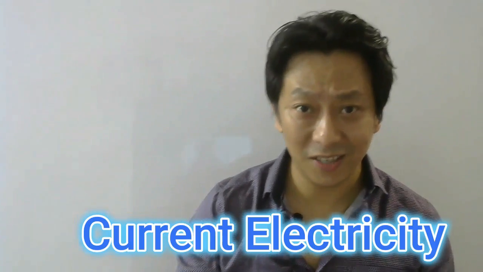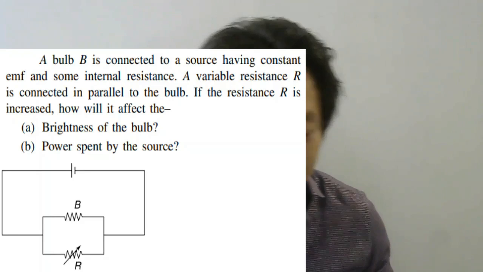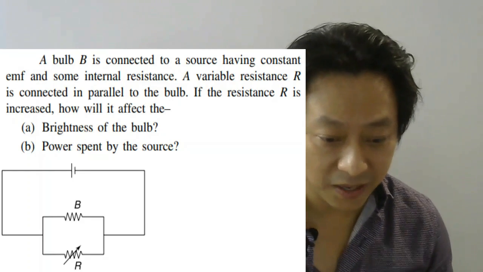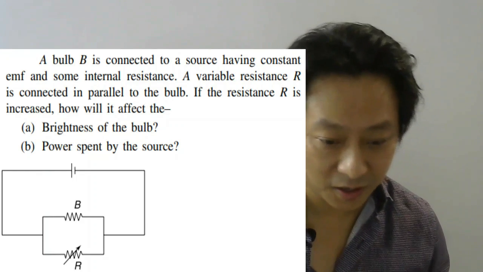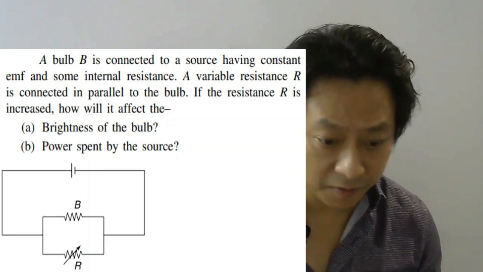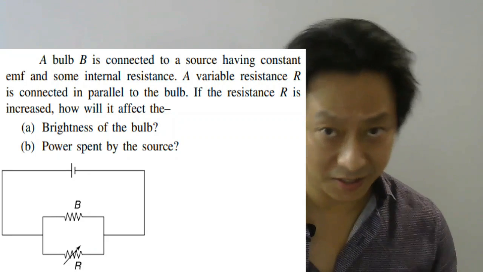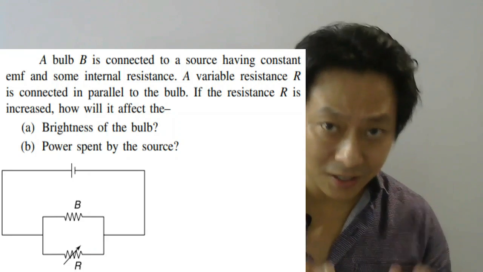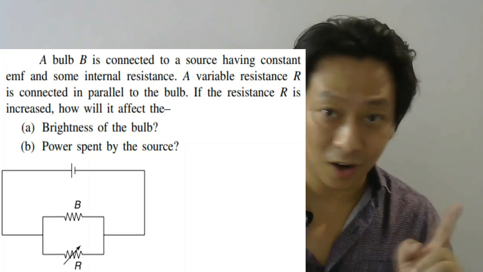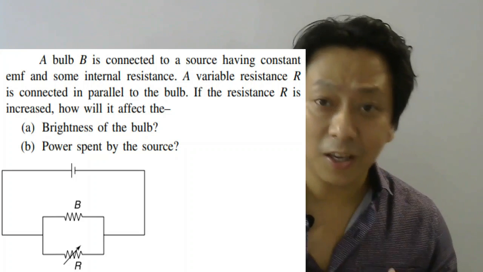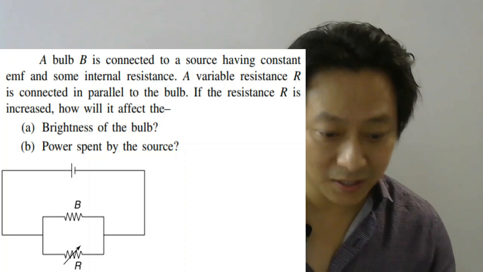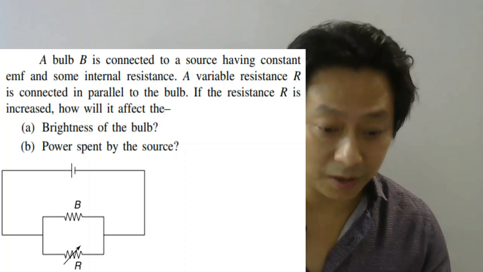Hi everyone, today I have brought a question from current electricity. Let's see the question. It says a bulb B is connected to a source having constant EMF and some internal resistance. So remember, the internal resistance of the source is not zero. A variable resistance capital R is connected in parallel to the bulb.